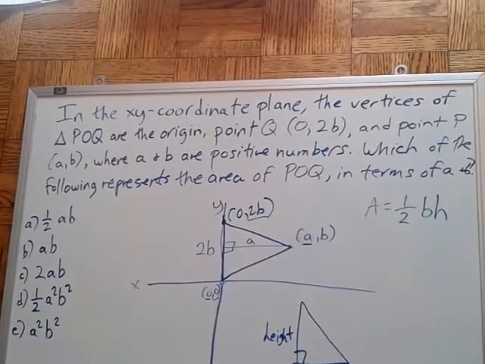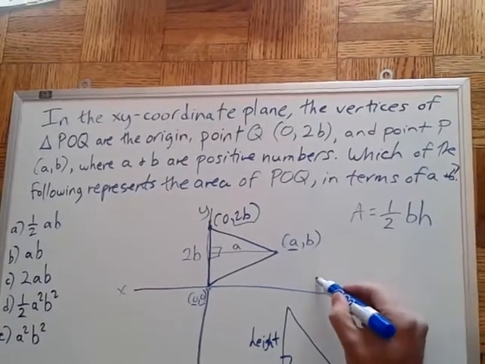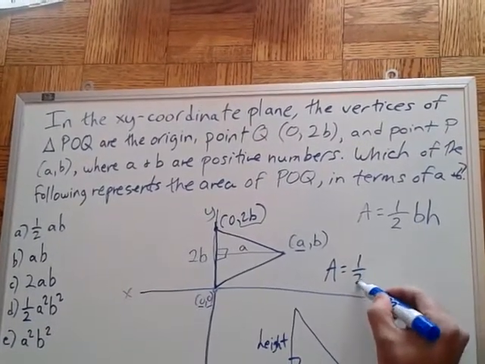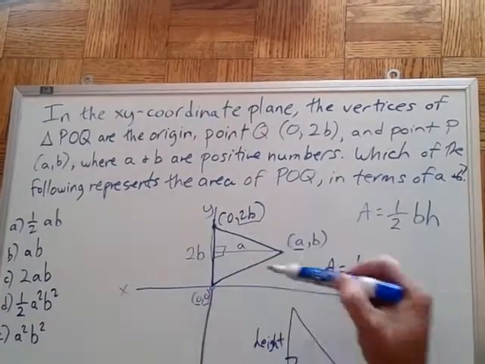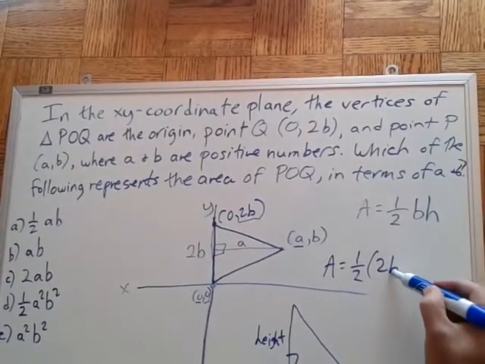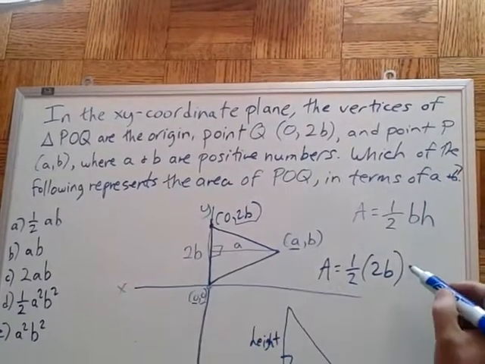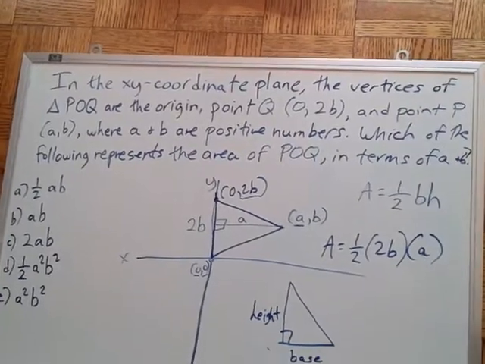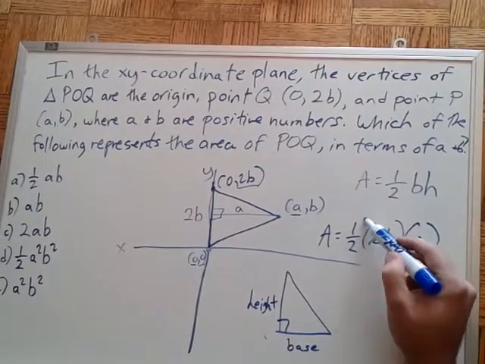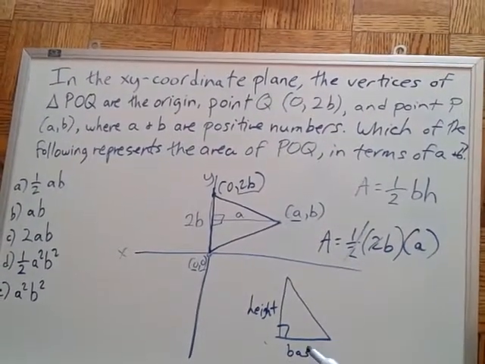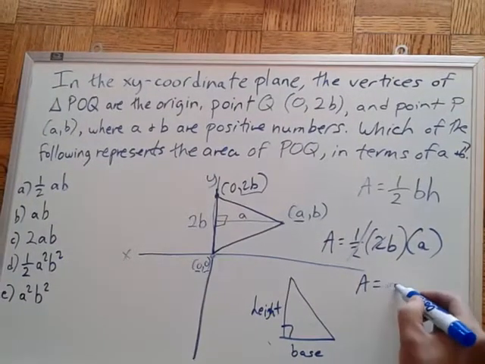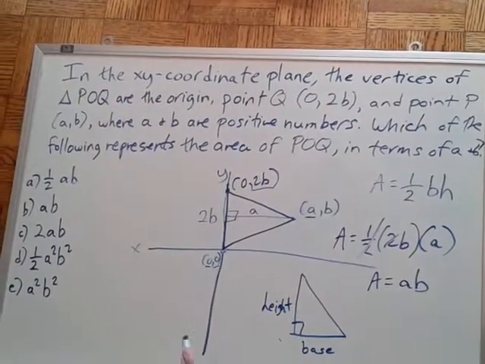All right, let's put it back into the formula and see what we have here. So the area is equal to 1/2 the base, which we've called 2B, and the height, which we've called A. If we clean all that up, we can see the 2 and the 1/2 cancel. We just get B times A, which is the same thing as A times B.